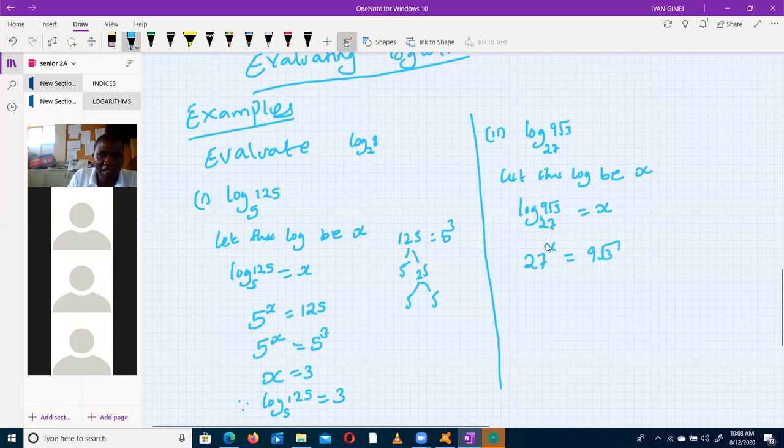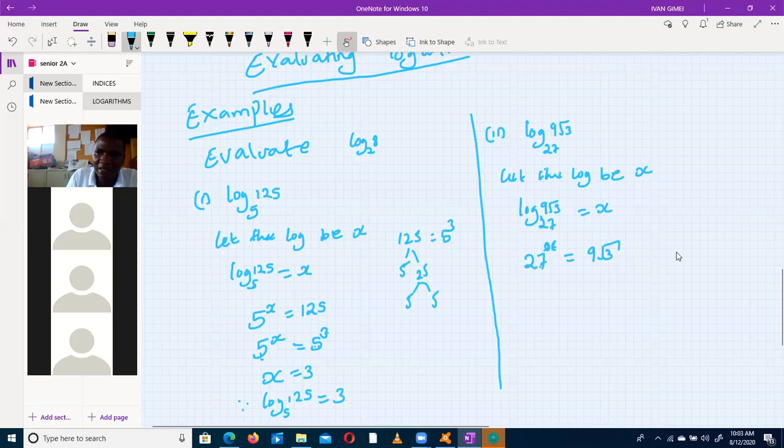Now here we're solving, we go back to indices. How do we find the value of x here? What do I do? I'll simply express all the sides in terms of their prime factors. Here, you see that this is a prime number, this is a prime number. So even here, we should do the same. Express them in terms of their prime factors.